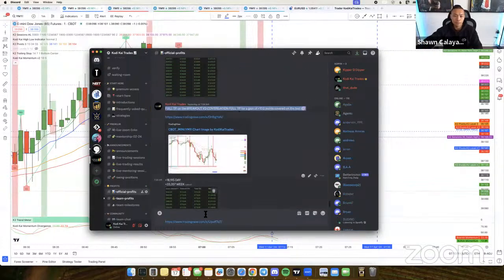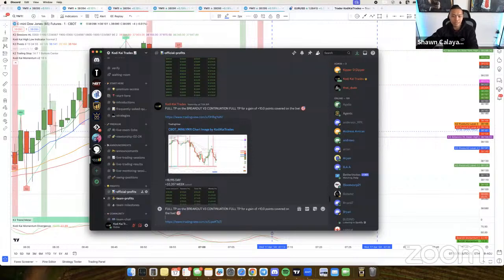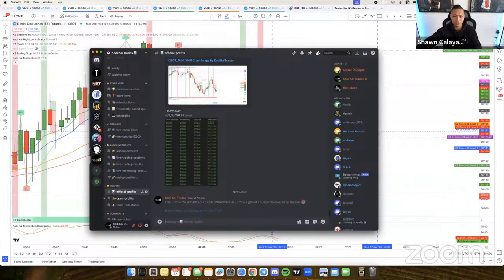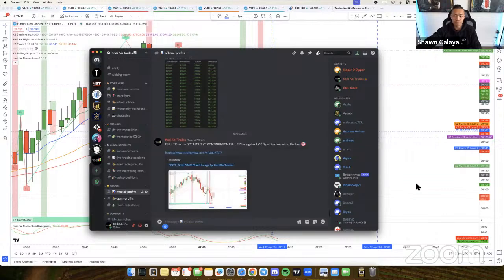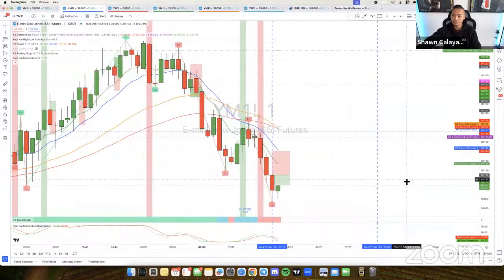Yeah, there we go. Perfect. It lines up with the last winning trade that we had. The last winning trade was a breakout V3 continuation. We got another breakout V3 continuation for a full TP. All right, looks good. Let me go over here and take a screenshot of my profits. I still don't understand how did I not get a full TP on that, but whatever. Can't cry over it.